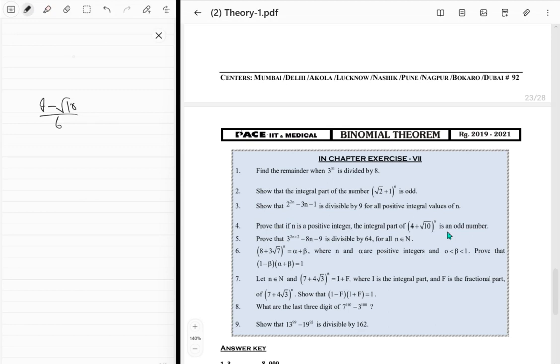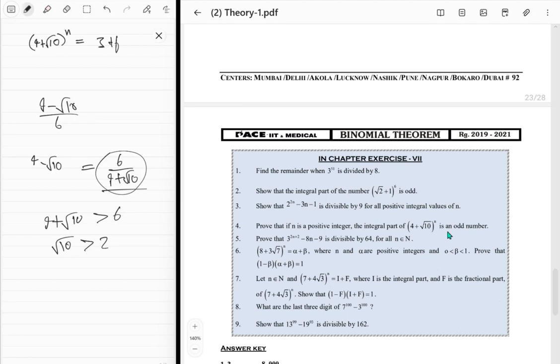So this whole thing, 4 plus square root 10 to the power of n, is something like integer part plus fractional part. Let's just talk about this first. 4 minus square root 10, is this less than 1 somehow? I mean, you can write this as 6 upon 4 plus square root 10, right? Is this thing bigger than 6? So is 4 plus square root 10 bigger than 6? Is square root 10 bigger than 2? Well, it is, because 10 is bigger than 4. So that means this whole quantity is less than 1, and of course it's positive.